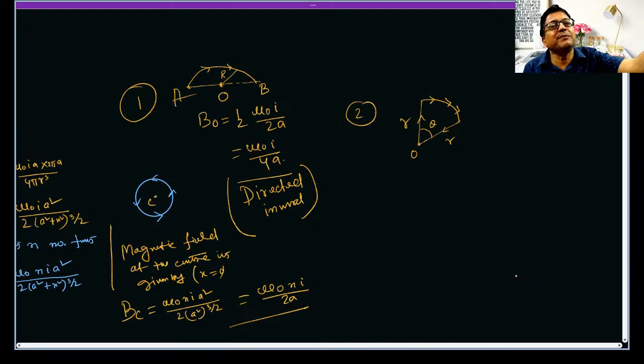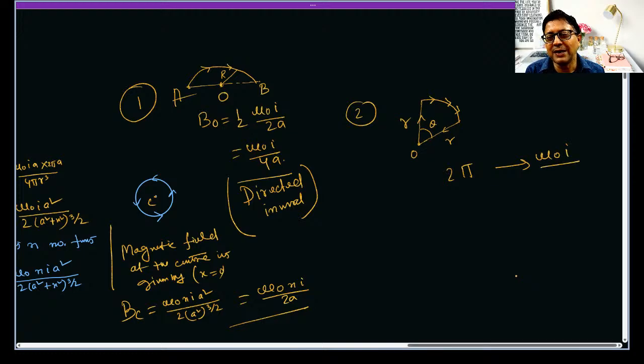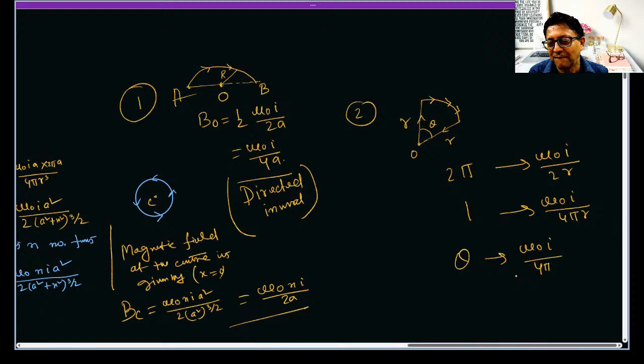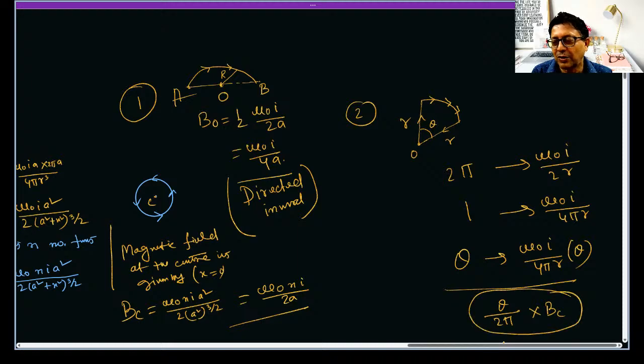What is the expression? Go by unitary method. For 2 pi angle, it is mu 0 I by 2r. For unit angle, mu 0 I by 4 pi r. So for theta angle, it will be what? For theta angle, into theta simply, isn't it? So better you remember this thing. Theta by 2 pi into B at C. Okay?